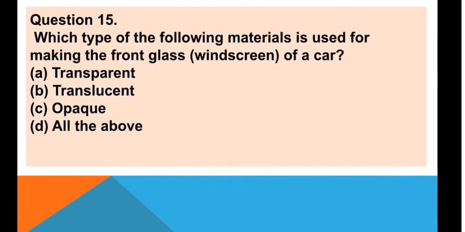Now we have question number 15. Which type of following material is used for making the front glass windscreen of a car? You all have seen the windscreen of the car, I know. So option A transparent, option B translucent, option C opaque, and option D all of the above. So transparent glass is used for making the front glass of a car so that everything can be seen clearly. Okay. So correct answer A transparent. If it were translucent, the image would be blur and it is not good for the driver.